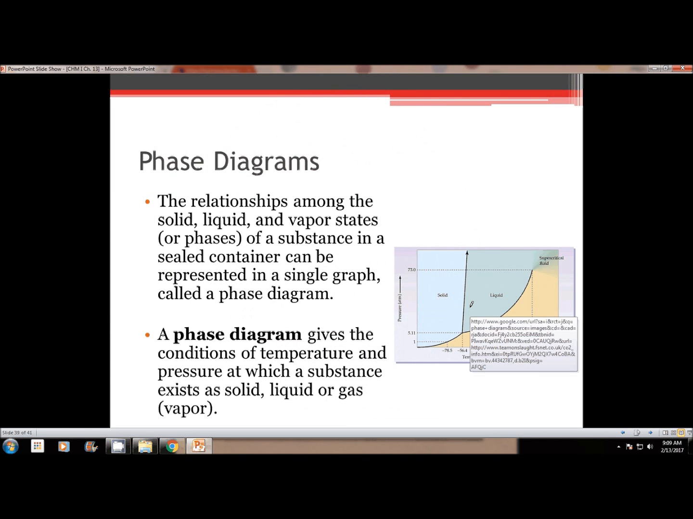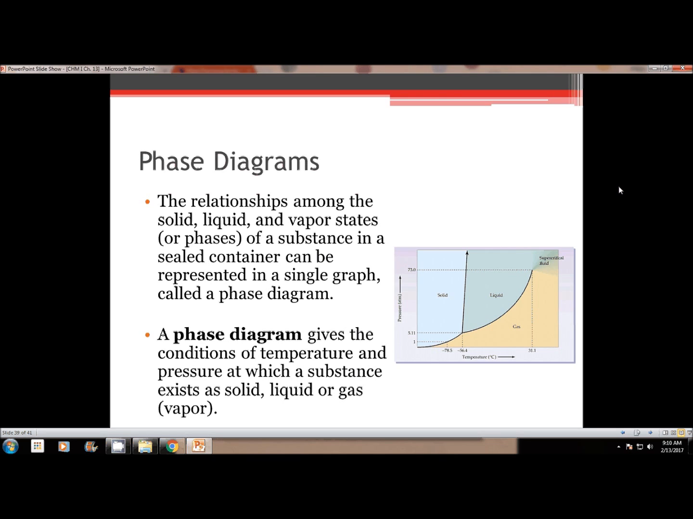So, a phase diagram is the last thing we have. And this is where things get really tricky, okay? This is where maybe normally it doesn't go from a solid to a gas, but maybe we could get it to. So, the relationship among solid, liquid, or gas phases is shown in a phase diagram. A phase diagram gives the conditions of temperature and pressure at which the solid, liquid, or gas is existing.